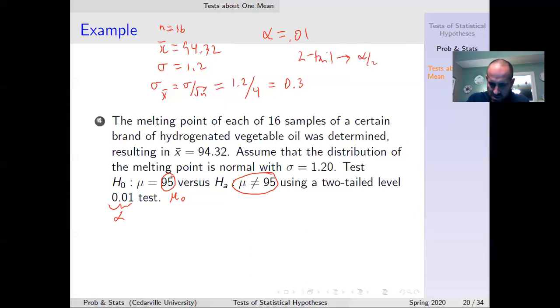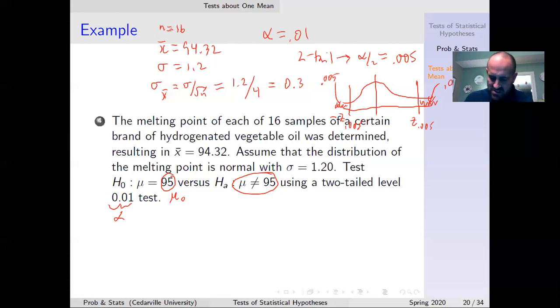I need alpha over 2, and alpha over 2 is 0.005. So I know I'm going to have a rejection region like this. So this is z sub 0.005. That means that up here is 0.005. And of course, by symmetry, negative z sub 0.005 has that same percentage down here.